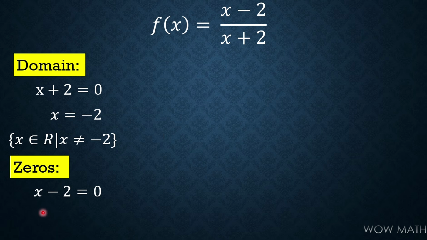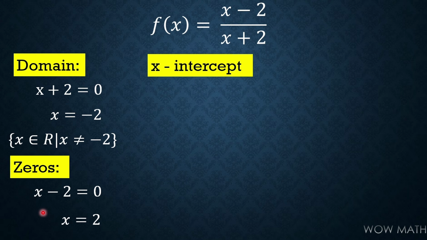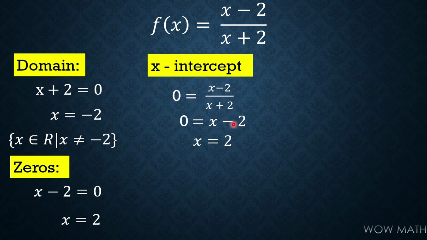X minus 2 is equal to 0, so x is equal to 2. And then, sa X Intercept, ang gagawin nyo lang dyan, papalitan yung f of x nyo ng 0. So, magiging 0 is equal to x minus 2 over x plus 2. Then, cross multiply. So, 0 pa rin is equal to x minus 2. And then, lipat lang natin si negative 2 sa kabilang side. So, makuha natin x is positive 2.